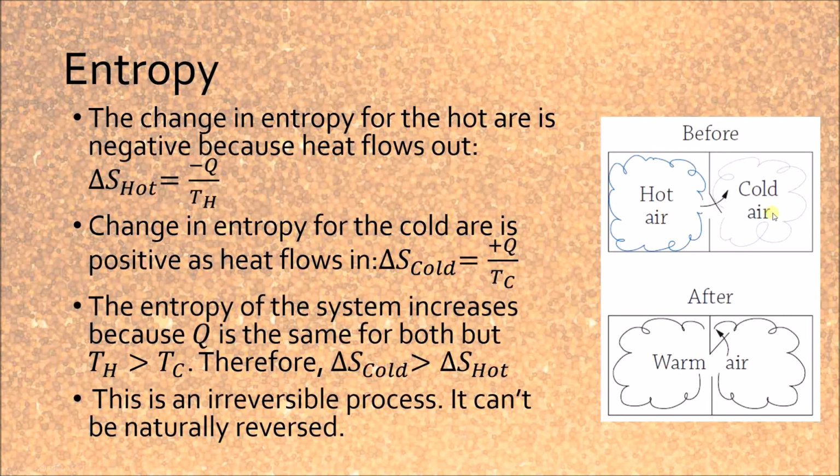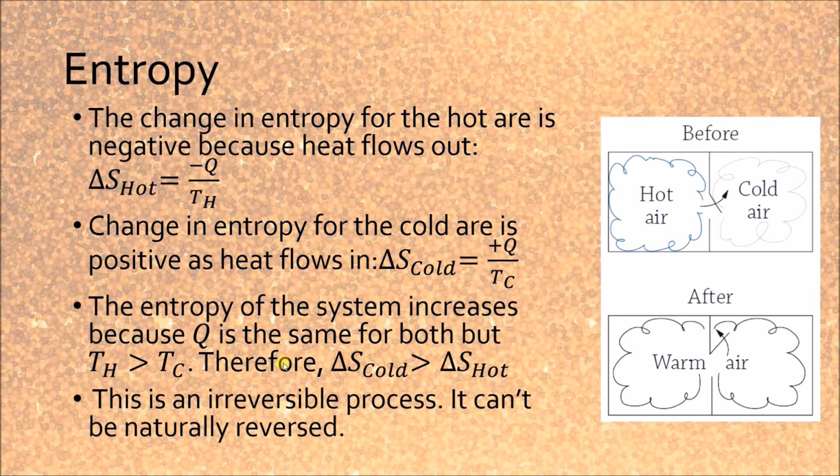Heat flows out of the hot air, so its entropy goes down. Heat flows into the cold air, so its entropy goes up. But the entropy of the system as a whole will also increase. And that's because the temperature of the hot air was larger than the temperature of the cold air. So the rise in entropy of the cold air will be larger than the decrease in entropy of the hot air. So we end up overall with an increase in entropy for the combined system. This means it's an irreversible process.